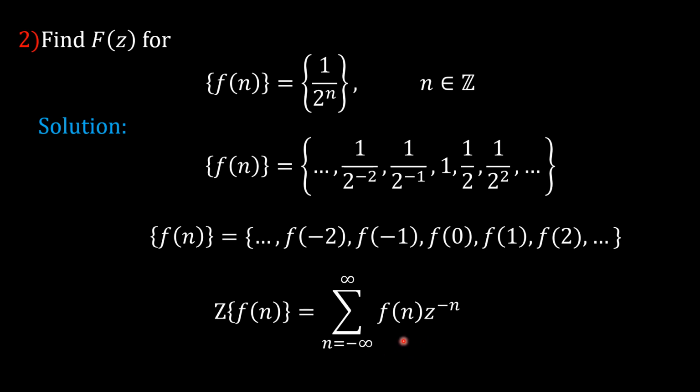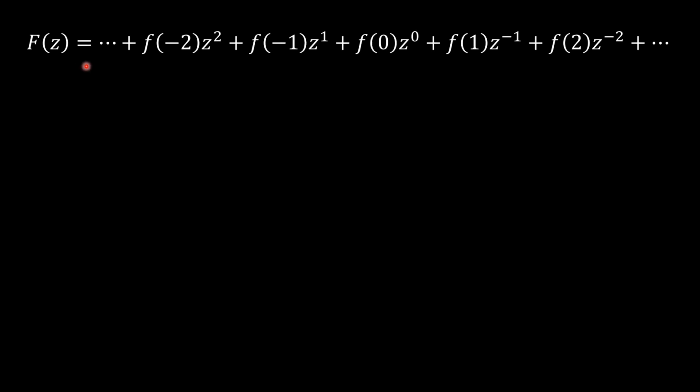Now put the values of n one by one in this expression f of n into z raised to minus n. That will give us F of z is equal to dot dot dot plus. So here we have replaced n by minus 2. Therefore we got the term f of minus 2 into z square plus. Now we replace n by minus 1. So f of minus 1 into z raised to 1, because minus into minus 1 is 1, plus f of 0 into z raised to 0 plus f of 1 into z raised to minus 1 plus f of 2 into z raised to minus 2 plus so on. So in this way we have replaced n by all its values from minus infinity to infinity.